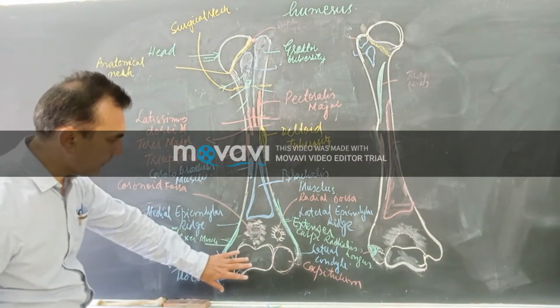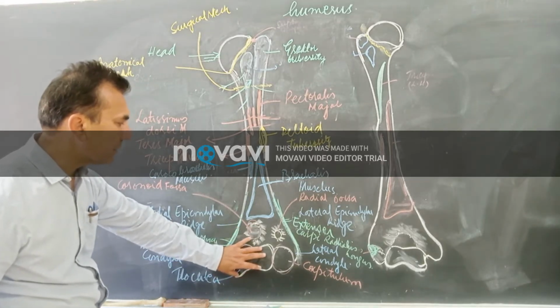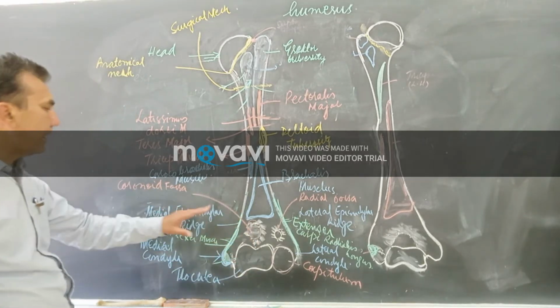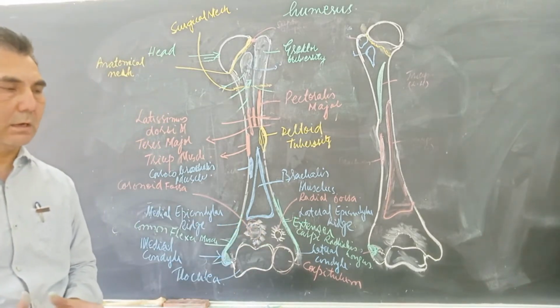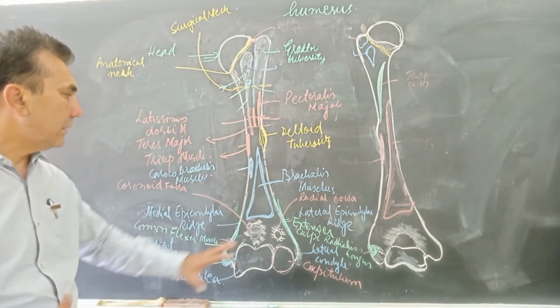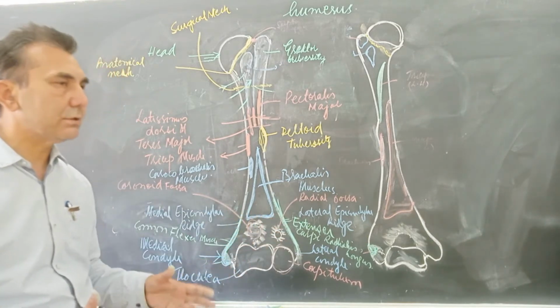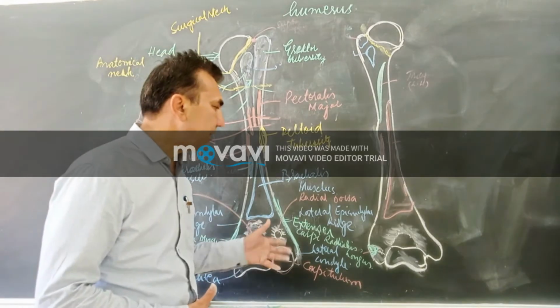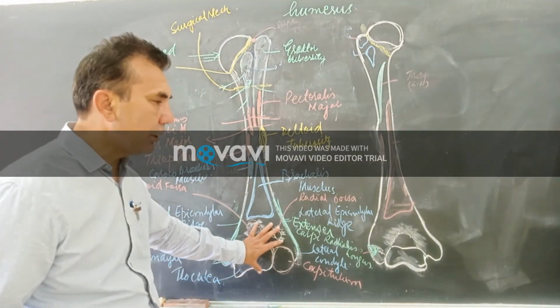The fossa present above the capitulum is called the radial fossa. The fossa present above the trochlear surface, the pulley-like structure, is called the coronoid fossa. So this is all about the features, the processes and the fossae present at the lower extremity of the humerus bone.